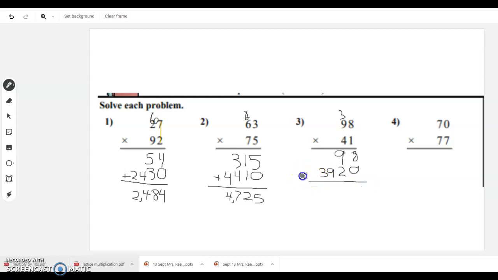I'm going to add those up. 8 plus 0 is 8. 9 plus 2 is 11. Carry my 1. 1 plus 9 is 10. Carry my 1. And 3 plus 1 is 4.